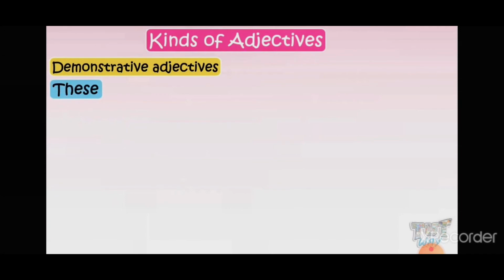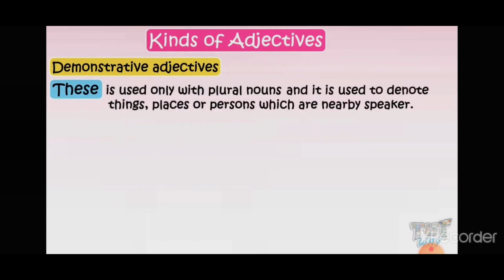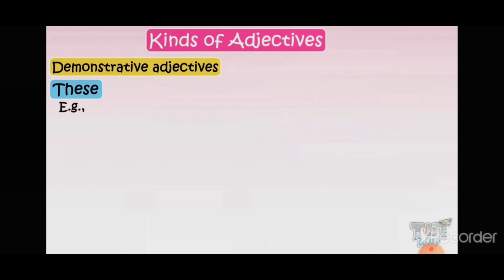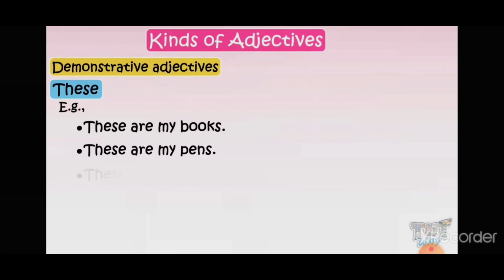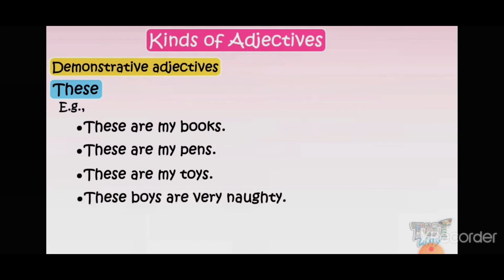Next is these. These is used only with plural nouns, and it is used to denote things, places, or persons which are near the speaker. For example, these are my books. These are my pens. These are my toys. These boys are very naughty.